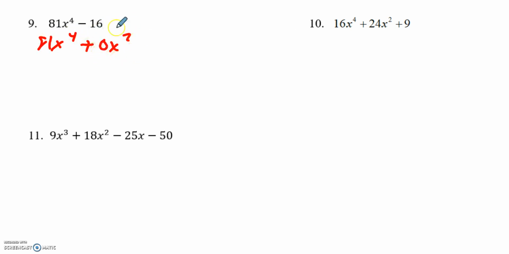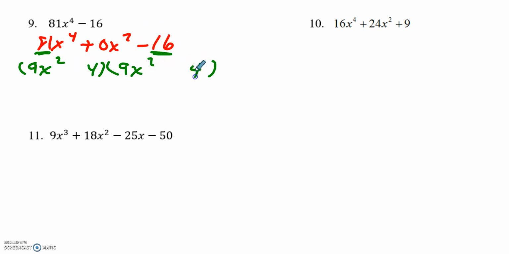And it doesn't really matter what you put on this as long as you know the middle term is 0, minus 16. Do I have perfect squares on the ends? Yes, I do. So I can factor this into double parentheses, ignore split the middle. What times what gives you 81x to the fourth? 9x squared this time, times another 9x squared. What times what gives you 16? 4 and 4. To get a middle term of 0, one needs to be positive and one needs to be negative.